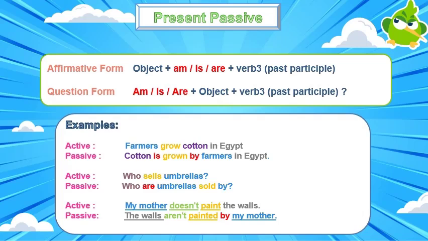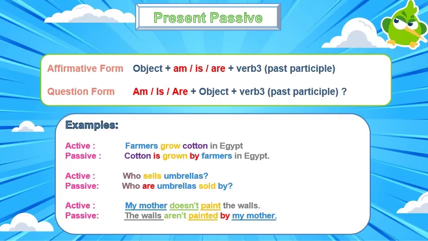Okay, painted and the boy, and at the end I put the subject. So these are the 3 examples of the present in the passive. Okay, so don't forget this. I start with the object, the verb to be, and the verb in the past participle, and at the end I put the subject.